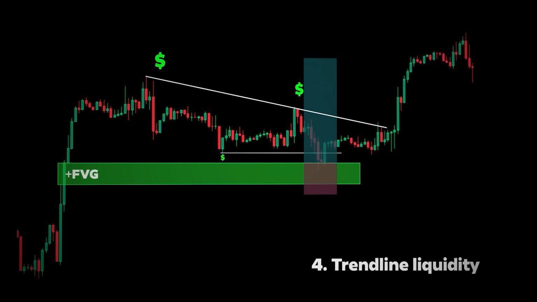Now that you've added trend lines to your tool belt, go forward and try these out yourself.